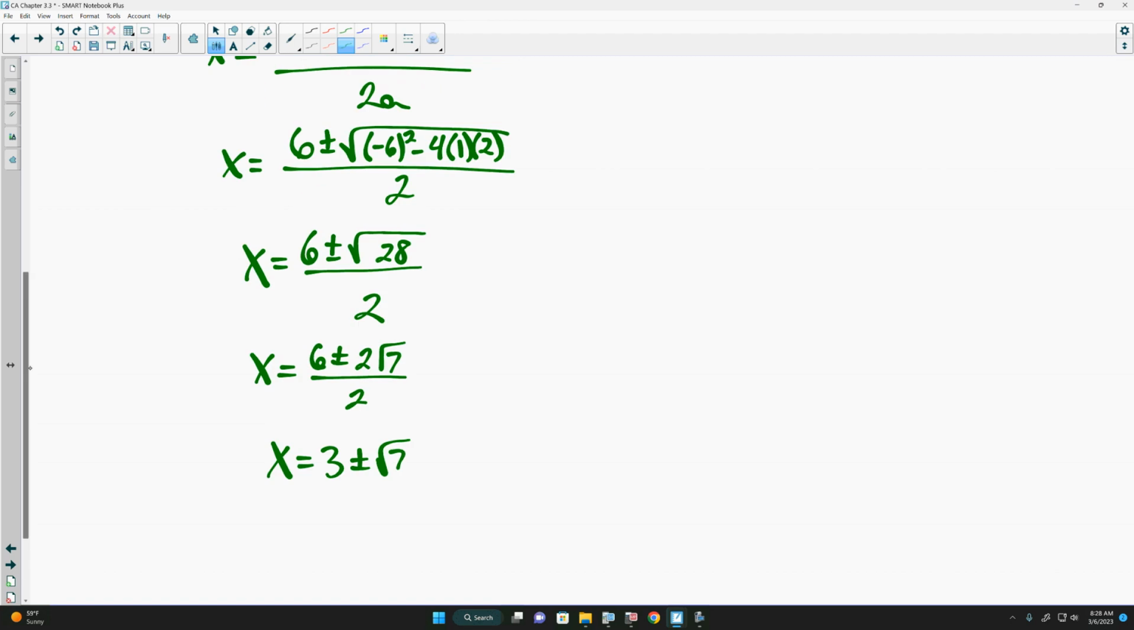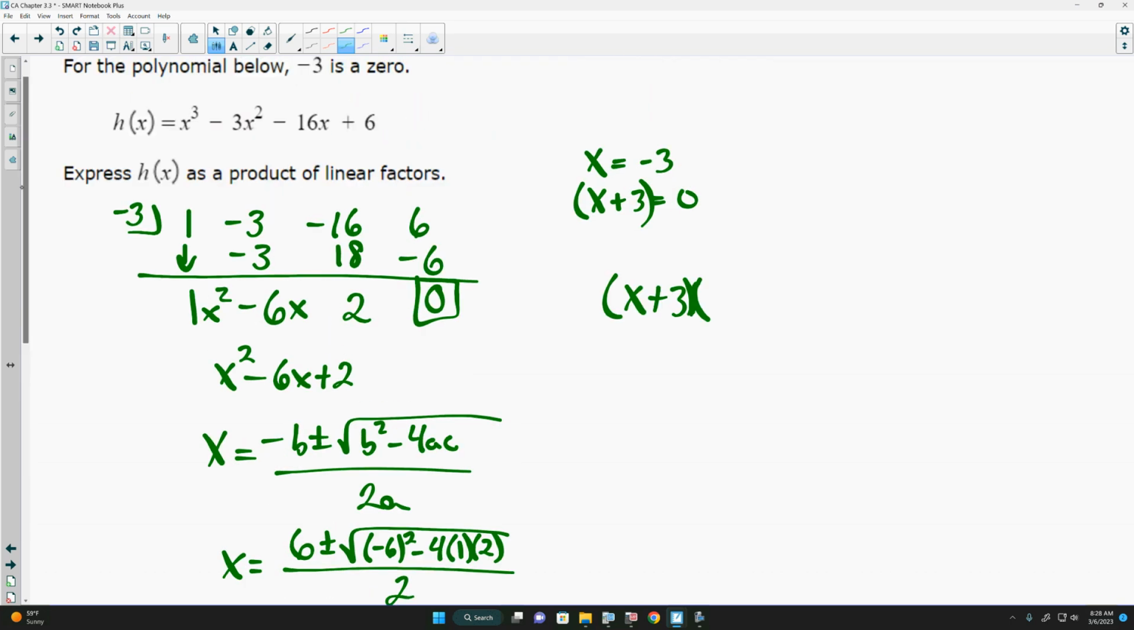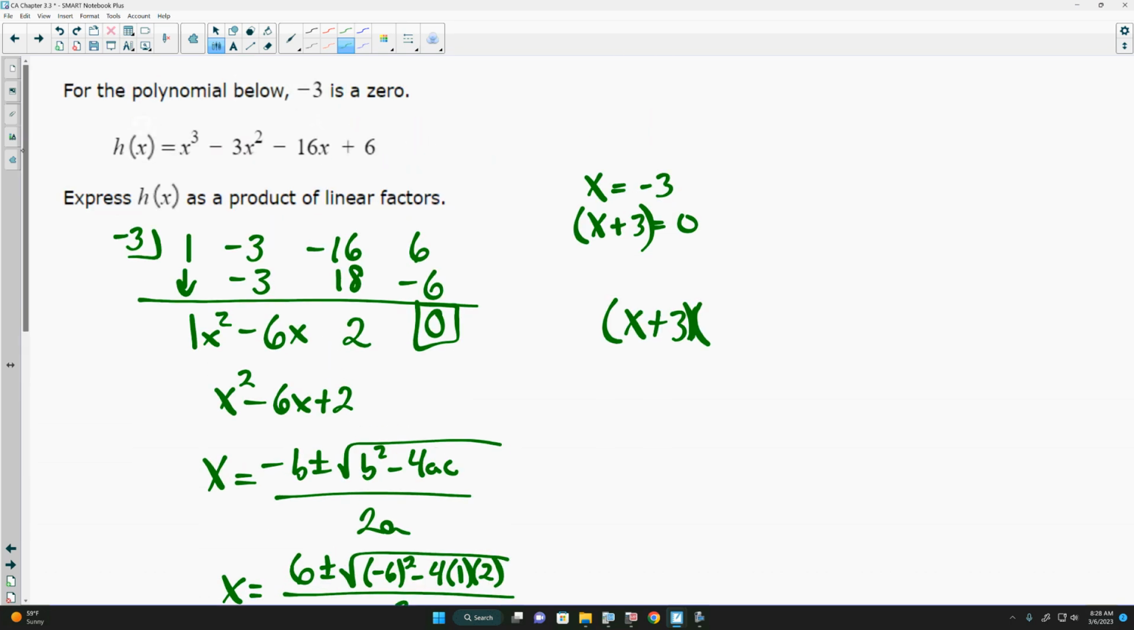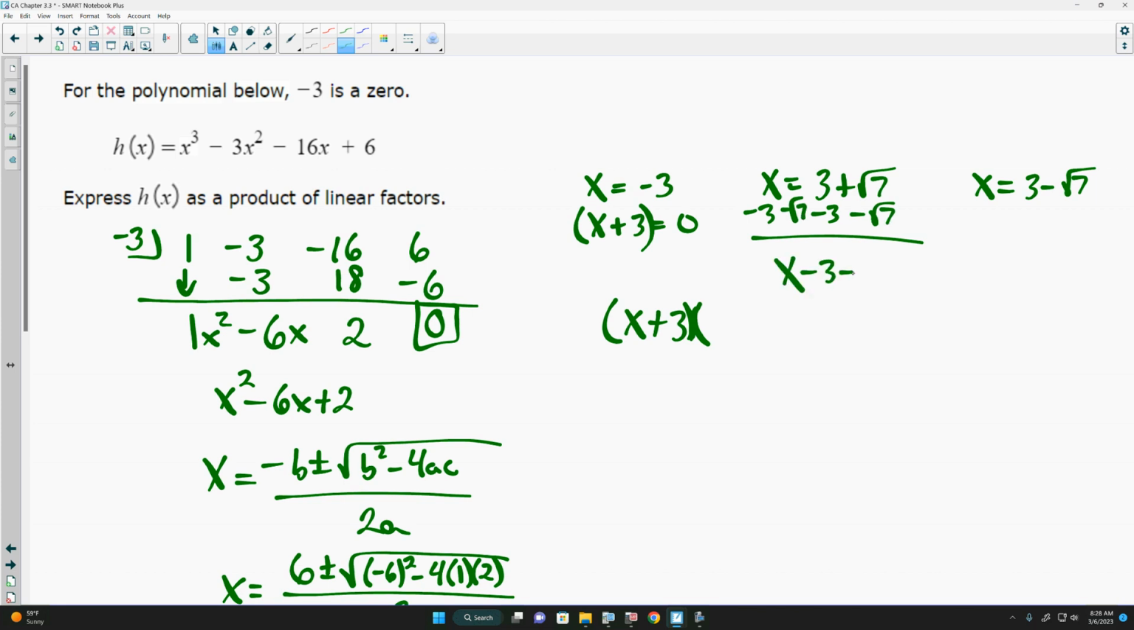Any questions on how we found these two here? 3 plus or minus square root of 7. So what that's telling us, just like with negative 3, is that x is equal to 3 plus the square root of 7, and x is also equal to 3 minus the square root of 7. So subtract 3 from both sides and subtract the square root of 7 from both sides. So x minus 3 minus the square root of 7 is a factor.